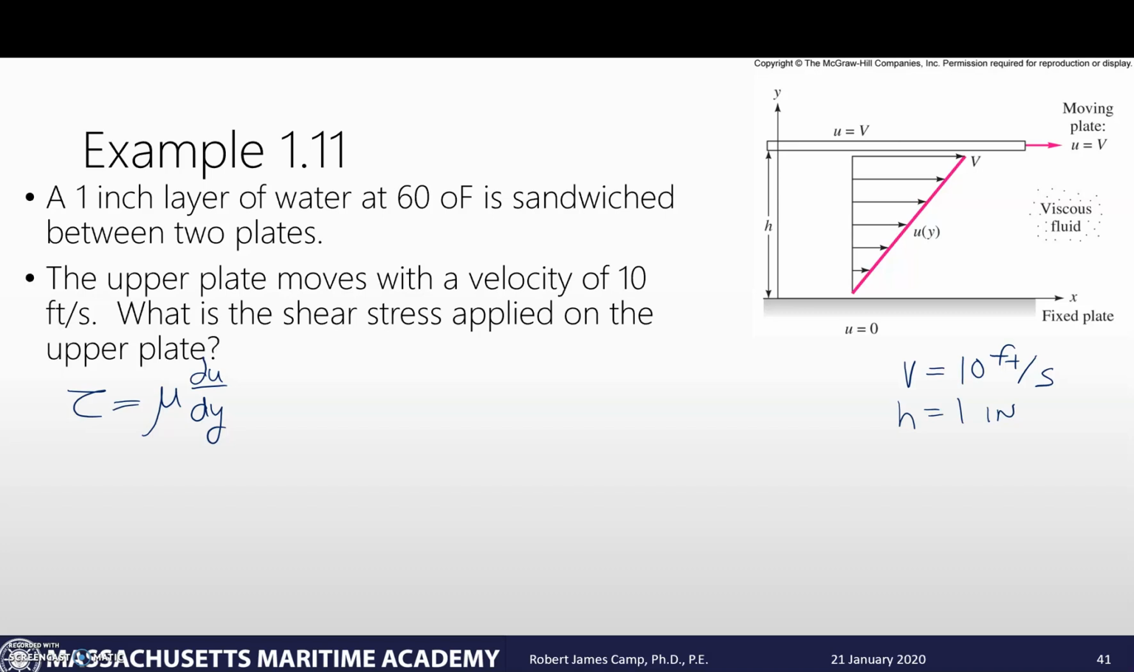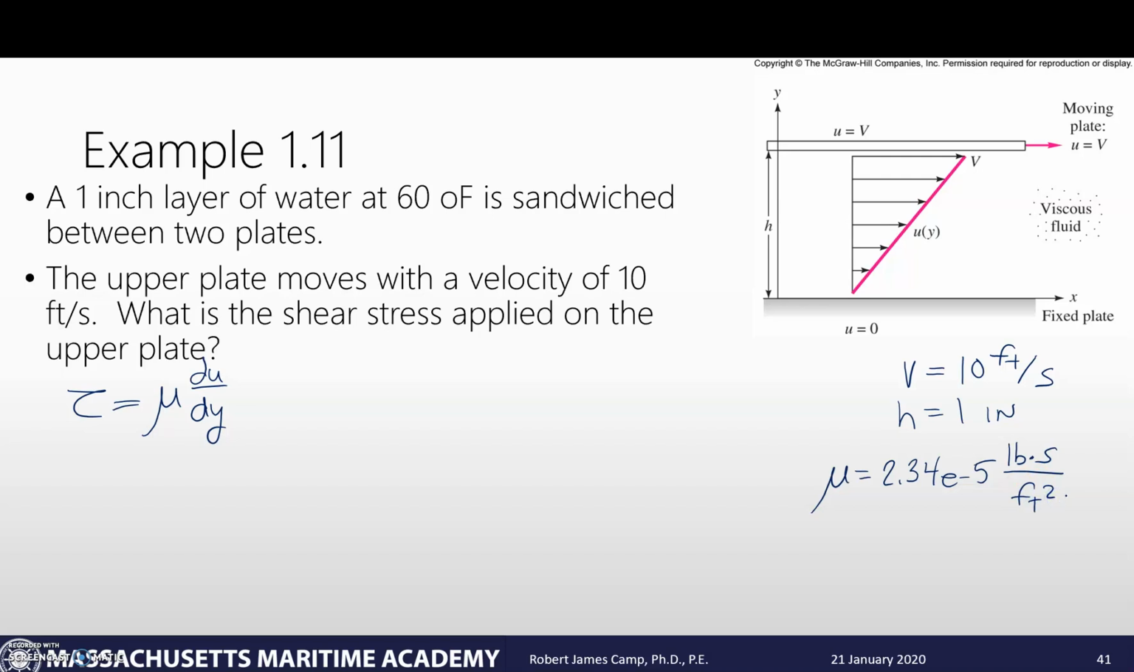If we turn to our textbook or engineering manual, we can find that water at 60 degrees has a viscosity of 2.34 times 10 to the negative 5 pound-second per foot squared.